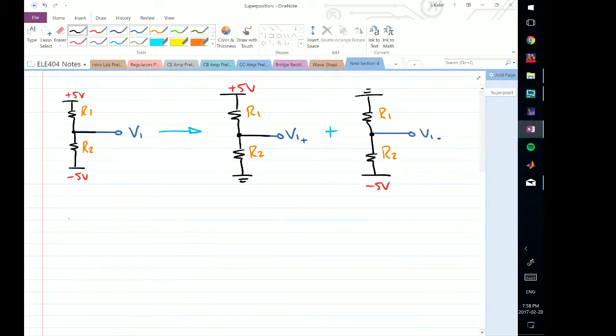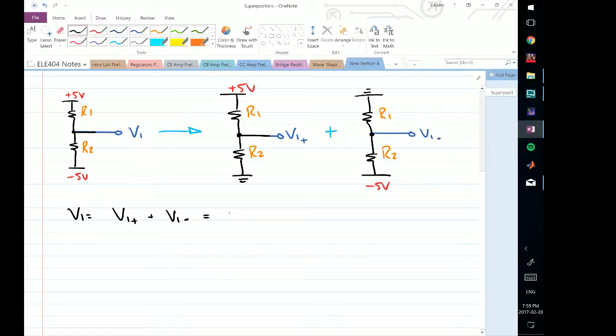So then what I say is that V1 is going to equal V1 plus V1 minus. That is, the total voltage found at this node with respect to ground will equal the voltage contributed by the positive source across these two resistors, plus the voltage that is found when only the minus 5 volt source is contributing. So what would that actually look like? Let's just do it in terms of variables here.